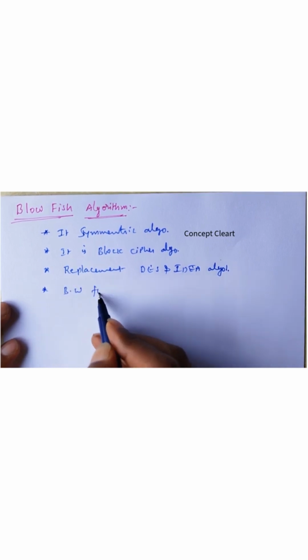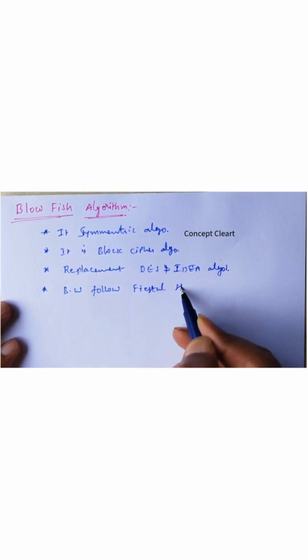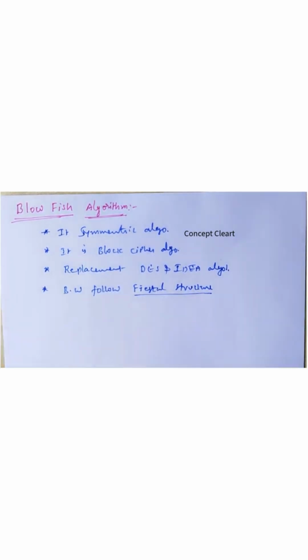Next, blowfish follows the Feistel structure. I already explained what the Feistel structure is in previous topics. What is the Feistel structure? The plain text will be divided into parts, a left side part and a right side part. After performing operations, both will be swapped. That is the Feistel structure.